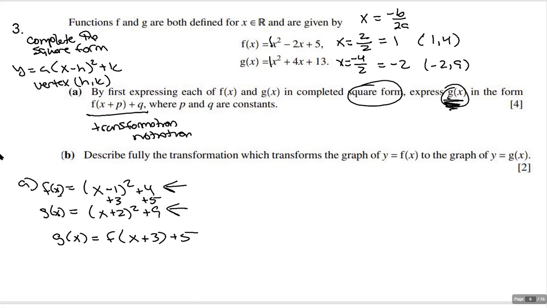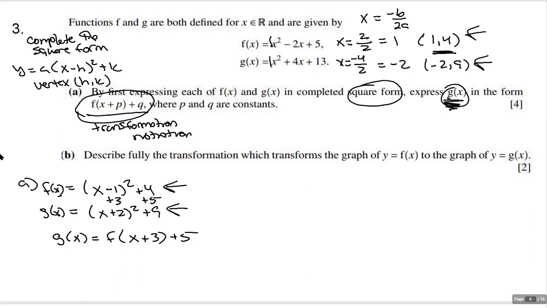Put it in complete the square form, and then they want to know the transformation that happened from the first one to the second one. If this was the vertex and this is the new vertex, clearly what happened is that I went from 1 to -2. That means I went to the left by 3. And the way I go to the left by 3 is by adding 3. And then I went up 5. That's the important part about this one.